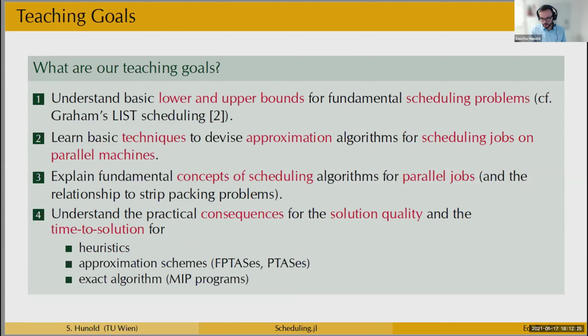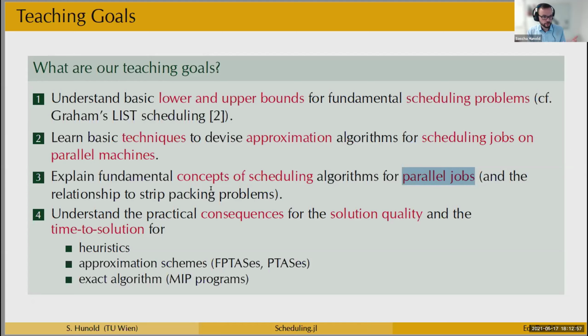So what are we actually trying to teach here? We're trying to teach concepts. What are the basic lower and upper bounds for these scheduling problems? For example, really basic ones, like Graham's list scheduling algorithm. Then we tell them about the techniques for devising these approximation algorithms for scheduling jobs. Then, once we had the sequential jobs, we move to parallel jobs, because there's a connection between them.